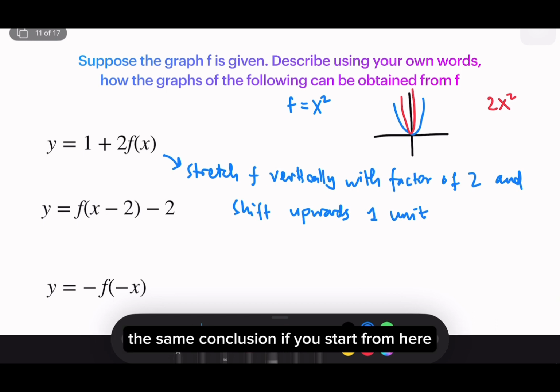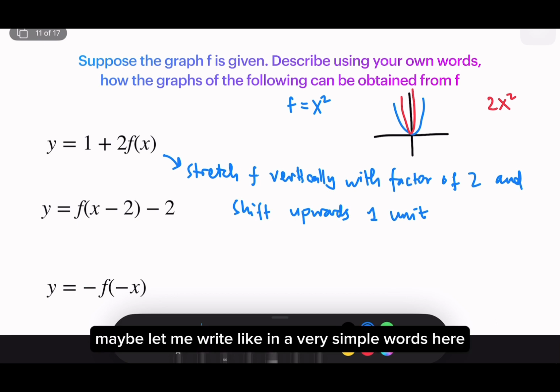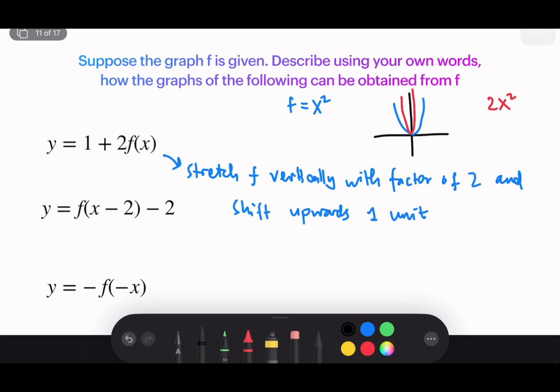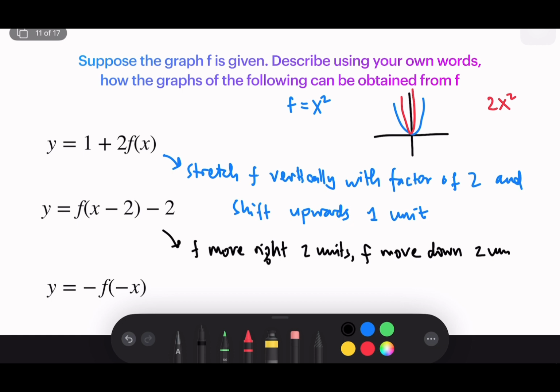The same conclusions. If you start from here, remember that if you have x minus 2 inside the f, we are going to move right 2 units, and then we have minus 2 here, so we move 2 units down. Okay, get it? Let me write it in very simple words here. F moves right 2 units. F moves downward.